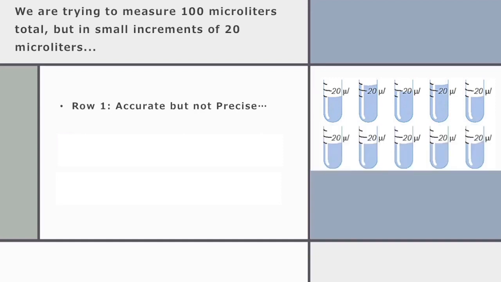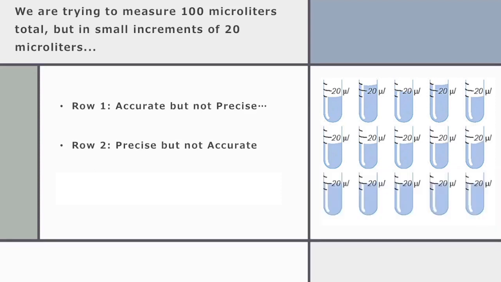Right? So now let's take a look at the second row. On the second row, I've got measurements that are just under 20 microliters. So if I were to add those up, I'm not going to end up with a total of 100 microliters. I'm going to end up with less. So as far as being accurate, these are not accurate. But if we take a look at the consistency of this measurement, I got the same exact amount of liquid, or same volume of liquid in every single one of those tubes. So I can say that although my measurements were very precise, they were not accurate. Right, so precise but not accurate.